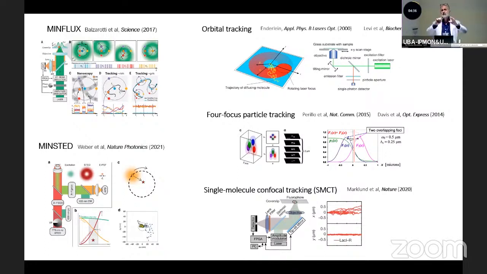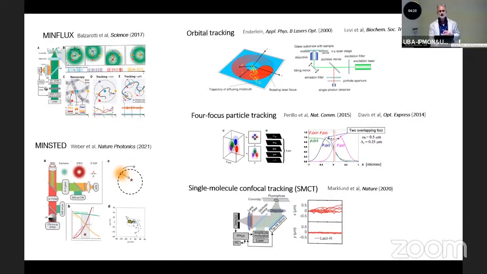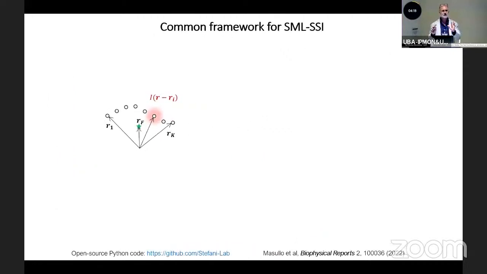And people have done it independently, trying their own ideas, their own setups, their own analysis routines. But what we came up with after studying all this is that all these methods that look very different can actually be part of the same family. The same family that requires just three components. You need an excitation intensity that depends on position, okay? You cannot use uniform illumination. You need some information on the excitation field.